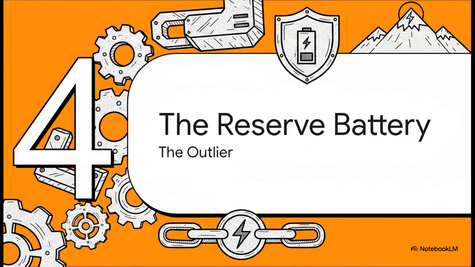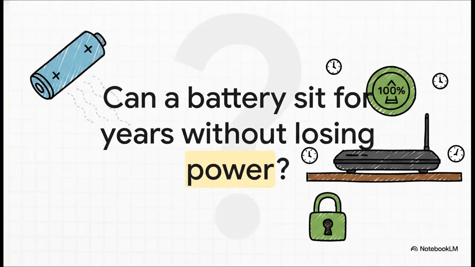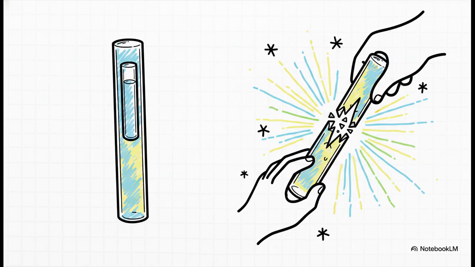Section 4. The reserve battery, the outlier. Now think about this for a second. Standard batteries, even when they aren't plugged into anything at all, just slowly lose their charge sitting there. The chemicals are always kind of reacting. So what if you have a device that absolutely has to sit on a shelf for, say, a decade, but the exact second you need it, it has to deliver maximum power flawlessly? That is a massive engineering problem. How do you stop those active materials from slowly degrading over all that time? Well, the answer is the reserve battery.